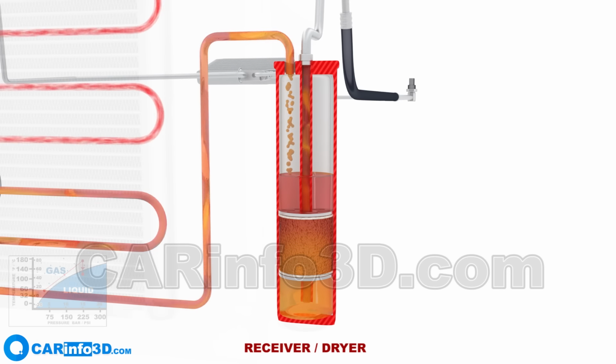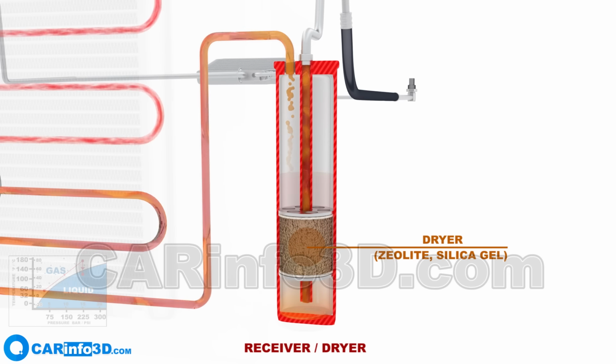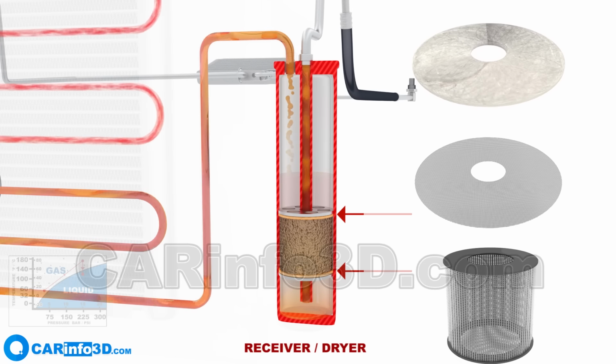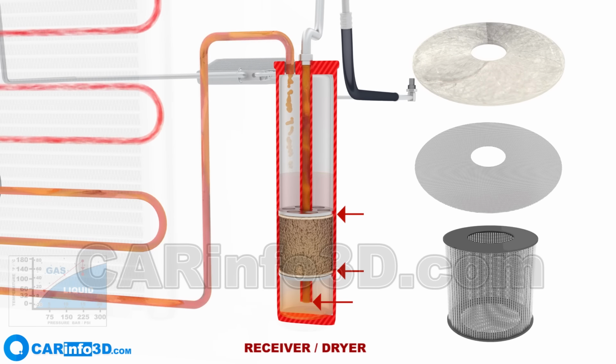Another task is to dehydrate the refrigerant. This is done by an absorbent material that absorbs moisture that has entered the system. Additionally, the refrigerant is cleaned of dirt and wear debris. Various types of filters are used for this purpose.